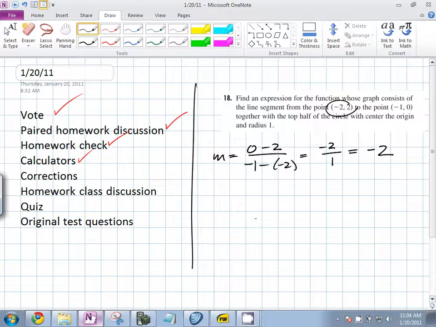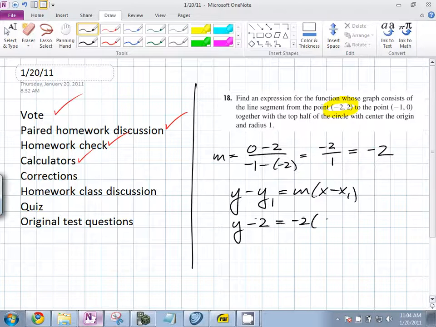I like that point a little better. This is the equation you should use all the time: y minus y1 equals m times x minus x1. And in this case, I'm going to focus on that point right there. Does it matter which point I use? No, it does not. y minus 2 is equal to negative 2 times x minus negative 2. So you end up with y minus 2 is equal to negative 2 times x plus 2.